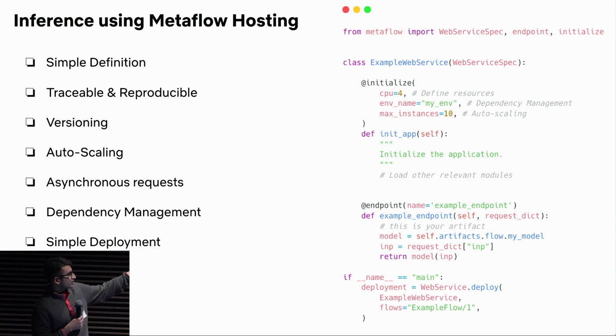Metaflow hosting provides a lot of features, like this is what I mean by simple definition and simple deployment. There's also the notion of dependency management where you can specify the environment name, and that basically installs the relevant pip packages or conda packages needed for your service. We support auto scaling, which is like scaling according to the number of requests. There's versioning, traceability, and support for async requests.